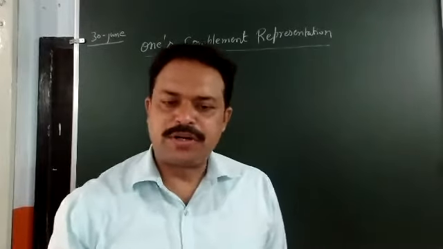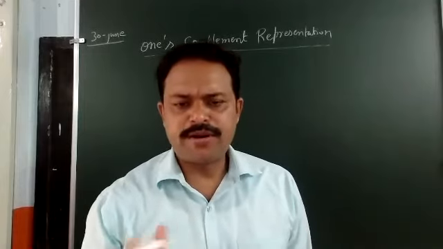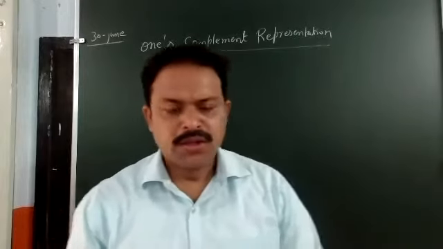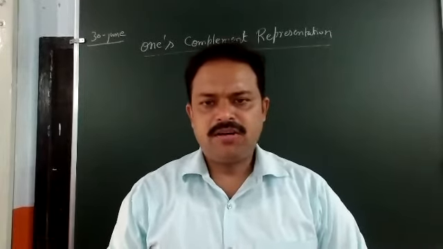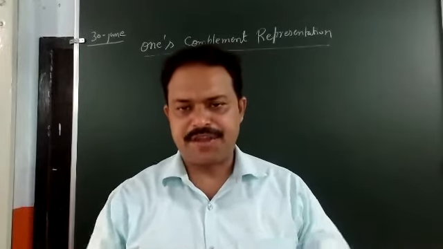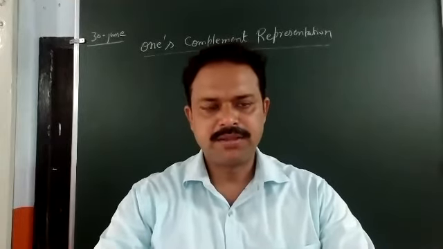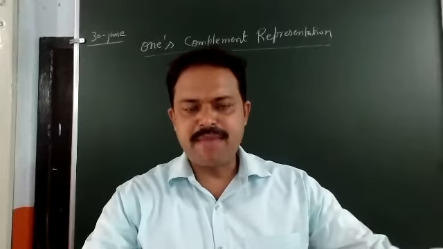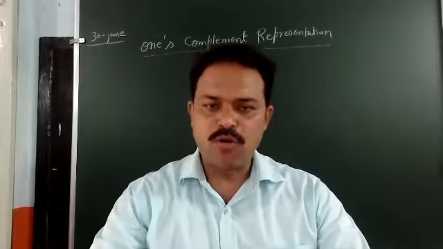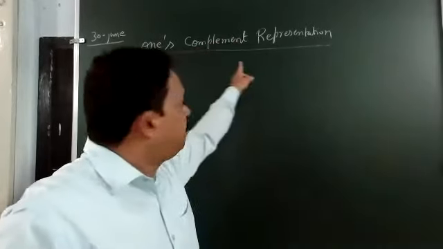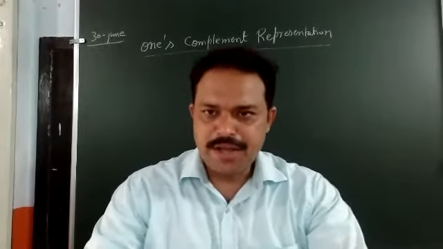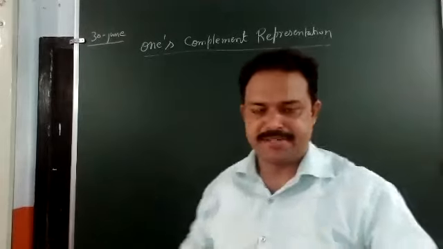Actually, this chapter is totally theoretical. We do not have any program or something like that in this chapter. In the previous class, I told you that we have two classifications to represent binary numbers. One is sign magnitude representation and the other is complement. Within the complement, we have two more classifications: one's complement representation and two's complement representation. So today we are going to discuss the one's complement representation.